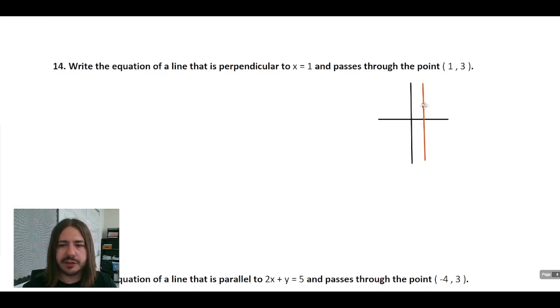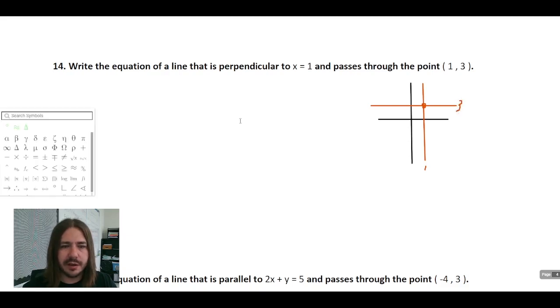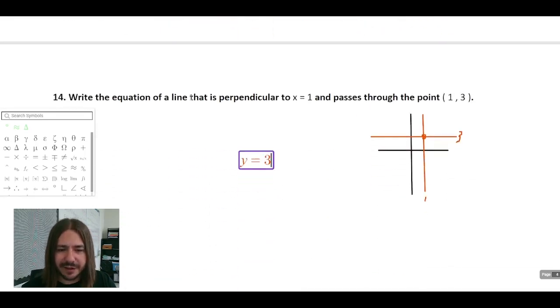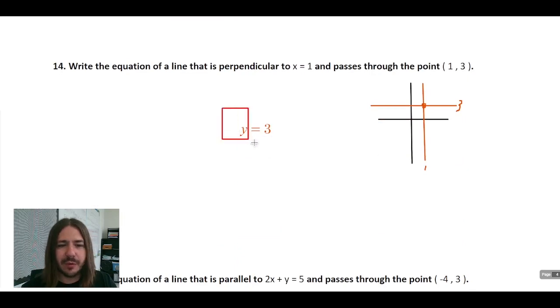I'm just doing a rough sketch here just so you can visualize what I'm looking for. And so we're looking for this horizontal line. If this is 1 and this has got to be 3, so the equation that we're going to get here is going to be y equals 3. Oh, I thought that was the same number, but nope, the other one is negative 3. Okay. So yeah, y equals 3.